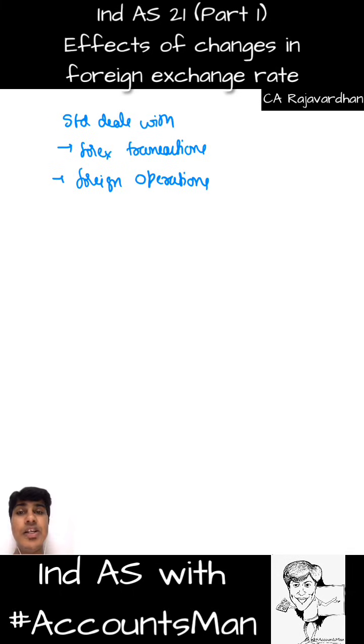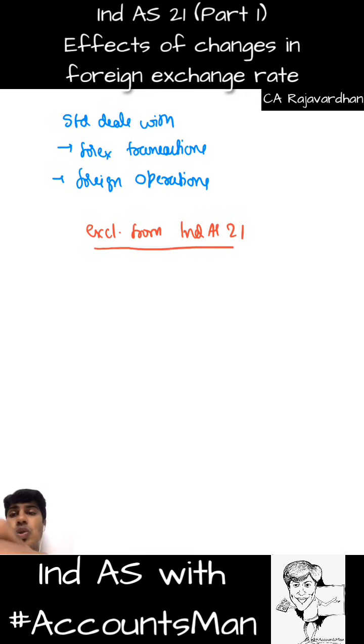That is given in the standard. So these are the items that are covered in the standard. When we say what is covered in the standard, we should know what is excluded in the standard. Exclusions from Ind AS 21. Items which are excluded from Ind AS 21 are those items which are specifically covered in some other standard. So we do have Ind AS 109.